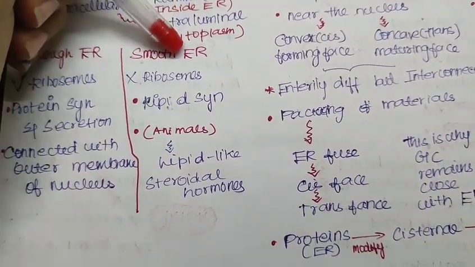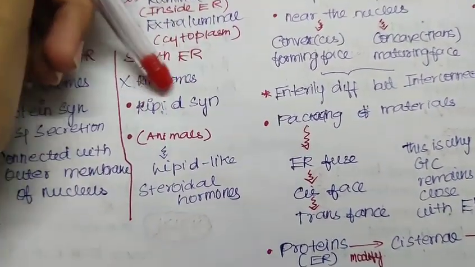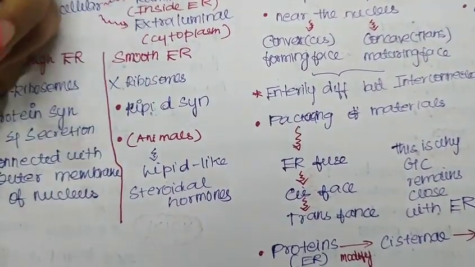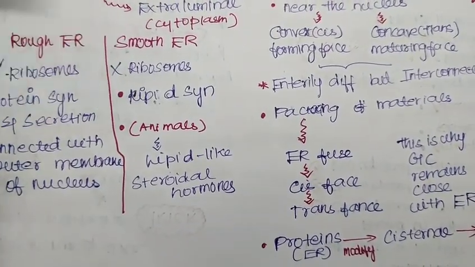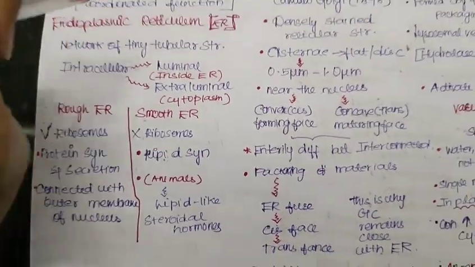Now to talk about the smooth endoplasmic reticulum, there is no ribosome and it helps in lipid synthesis, and in the case of animals it synthesizes some steroidal hormones, which are lipid-like. These are the 2 types of endoplasmic reticulum.